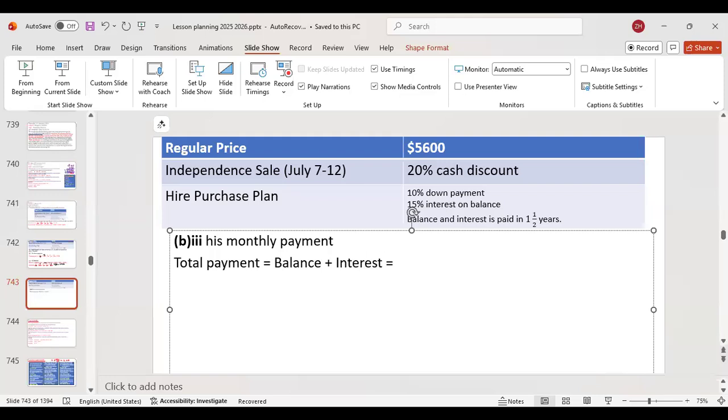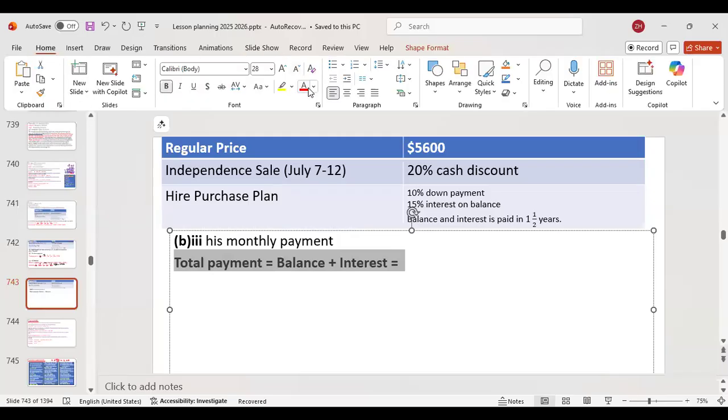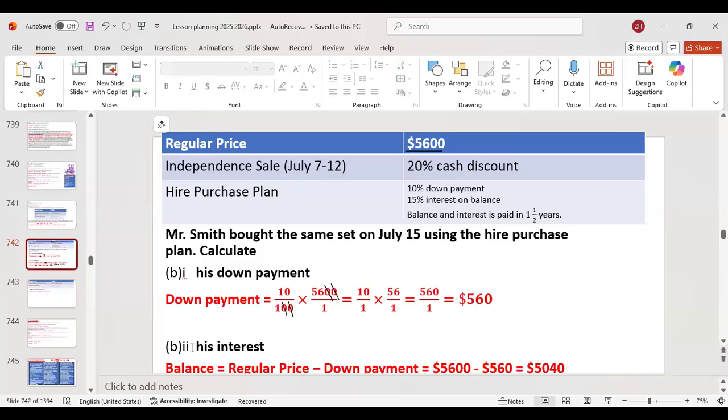And what is the balance? We can't wait for that, because then we have to calculate the balance and the interest, and add it. No, we already know the balance and we already know the interest. Because remember, it's the same day.